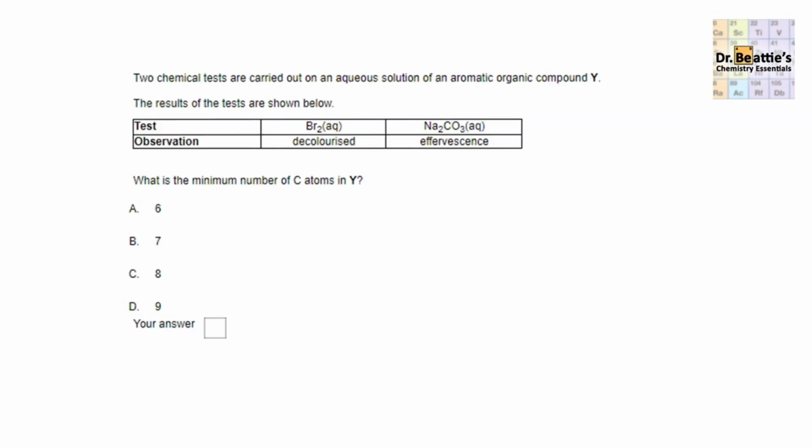Finally, a more synoptic exam question that links to some functional group tests is this one. Have a go at it. Pause the video here, and then we'll go through the answers together.